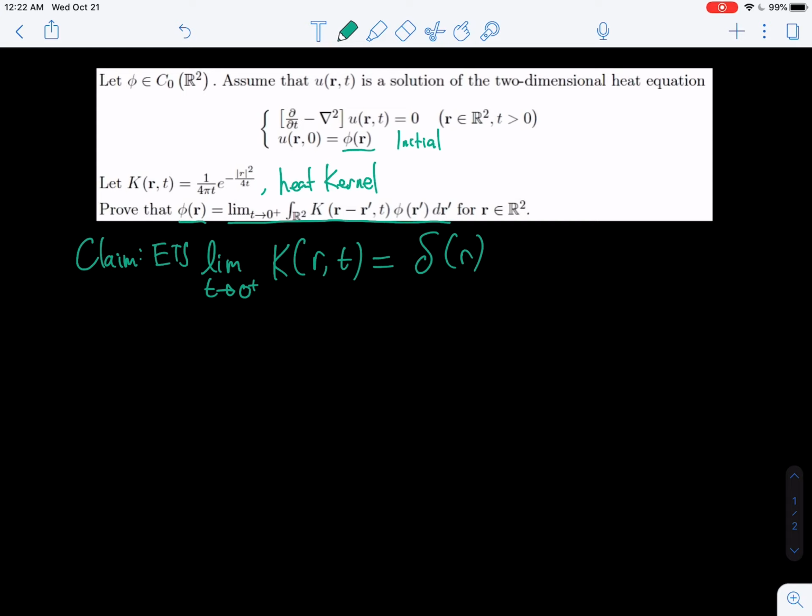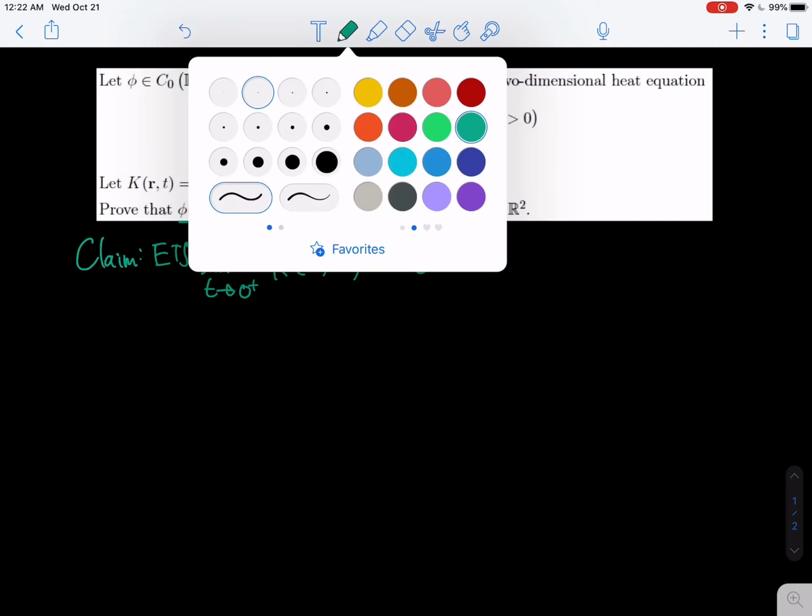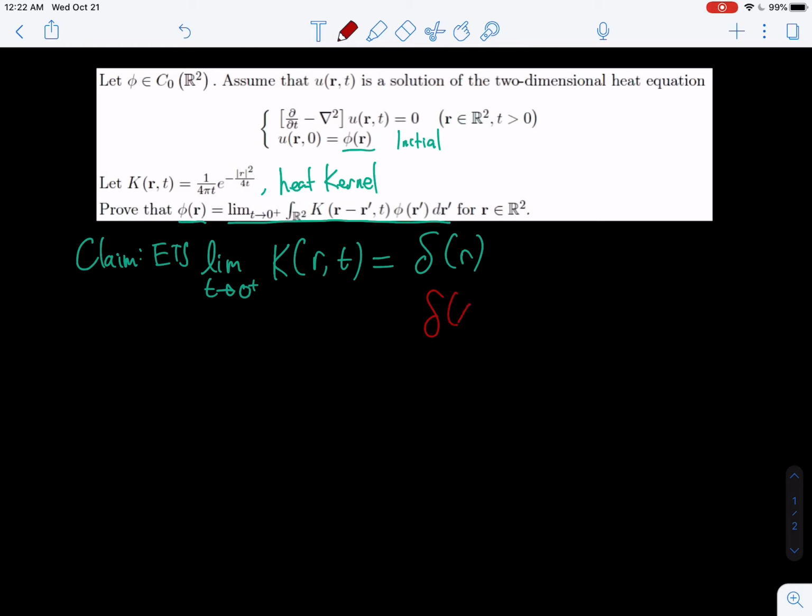Now, what is the Dirac delta function? Let's go back to 1 dimension and think about what the Dirac delta function of x is. Basically, we start off with a function that's 0 everywhere, and the area under this small bit right here is 1, okay? So if we take the integral, then the area under the curve is 1.